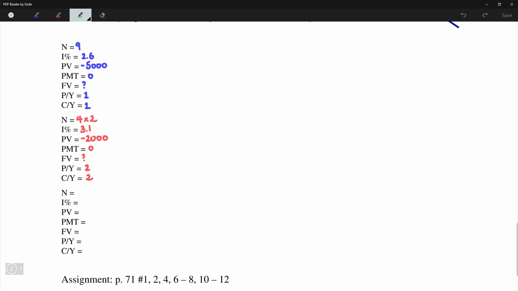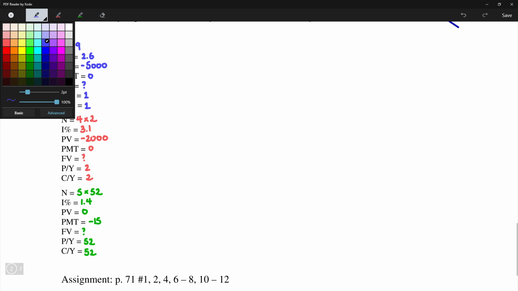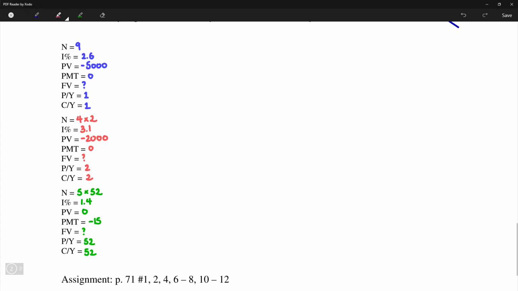Okay, the third part, it was 5 years weekly savings, so times 52. The interest rate was 1.4%. There's no present value. Regular saving was $15. Again, we're looking for the future value, and both P/Y and C/Y were 52. Okay, so now we can go ahead and use the graphing calculator to find all three of these.